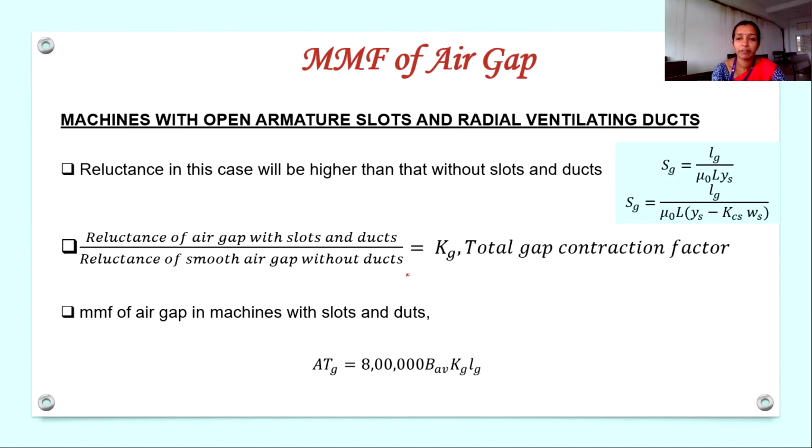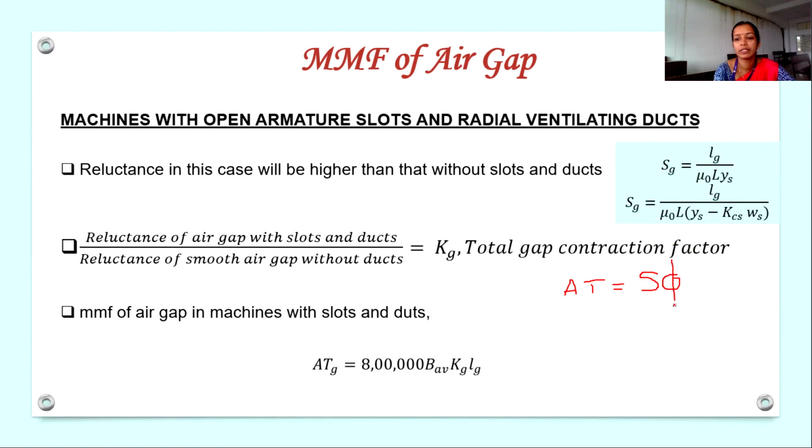From here we can see that the reluctance of air gap with the slots and ducts is equal to Kg into reluctance of smooth air gap without ducts. That is, reluctance of air gap with the slots and ducts is Kg times more than that of smooth air gap without ducts. We know another equation for MMF. So MMF, AT, is equal to S into phi.